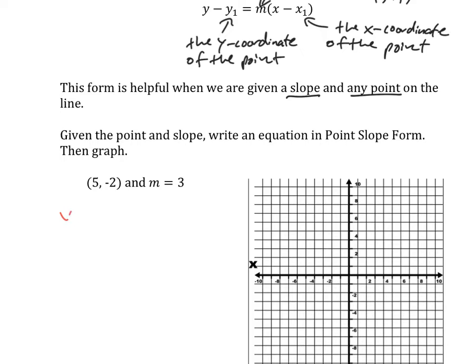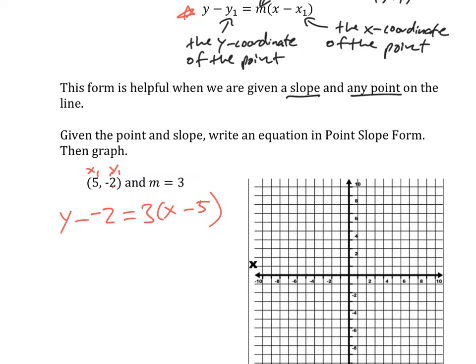So we are going to substitute. We have y minus y1, and this will be x1 here. So y1 is going to be negative 2, so we'll be subtracting negative 2, and then that's going to equal 3. I just get this from my equation up here. I get 3 times x minus x1, which is 5.